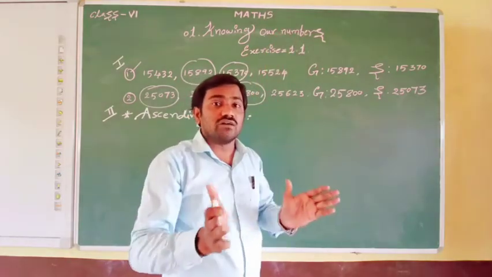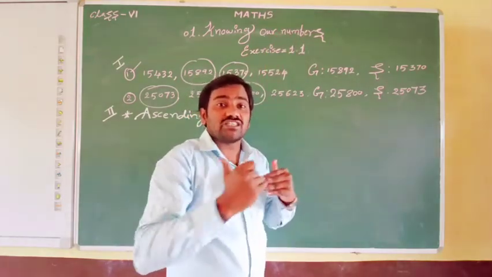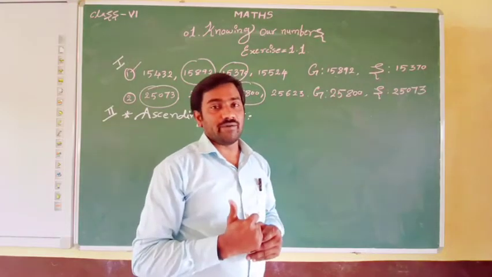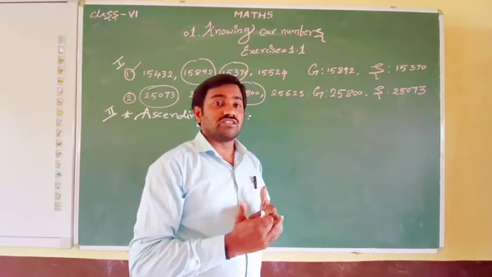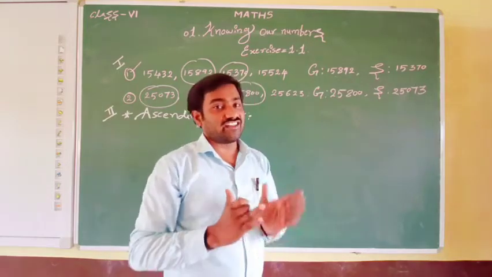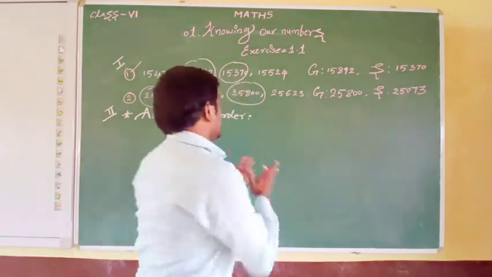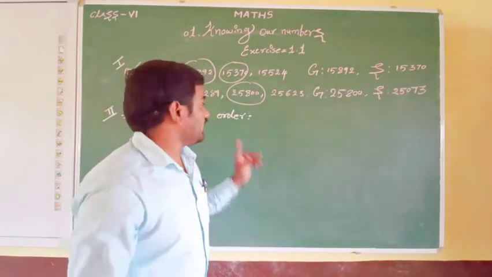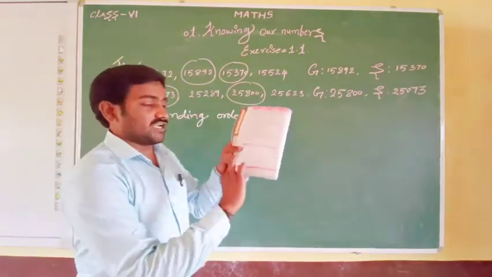If you are arranging some numbers from smaller value to bigger value, that means the arranged numbers are in ascending order. If you are arranging the numbers from bigger value to smaller value, they are in descending order. That is our next bit actually. So let me write the first question. There are two questions in this second bit.